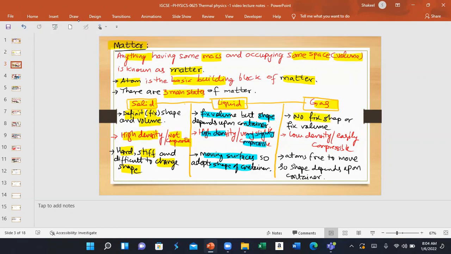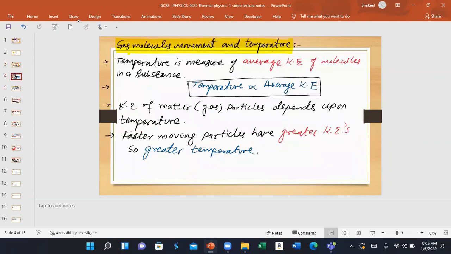About gas, they have neither fixed shape nor fixed volume. They have low density. That's why they can be compressed easily, and the atoms in the gas are far apart from each other, and they're free to move. And the shape again depends upon the shape of the container.